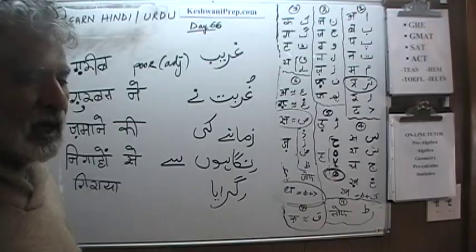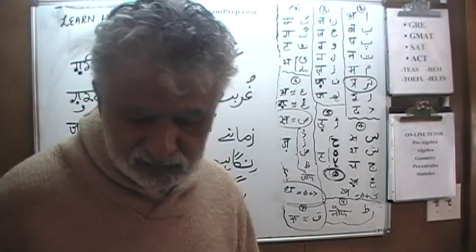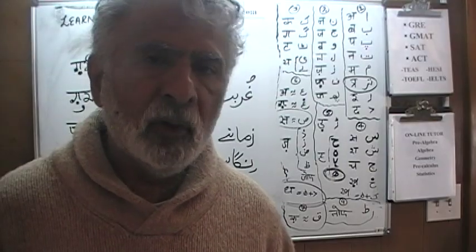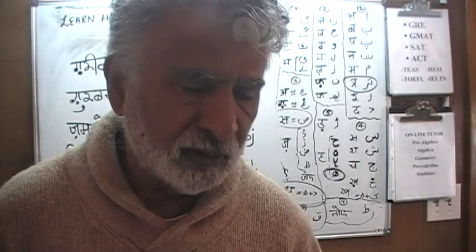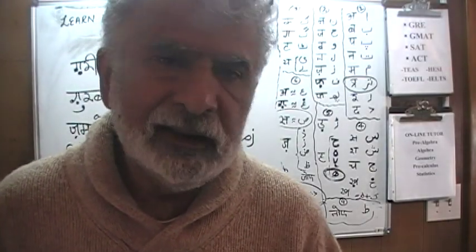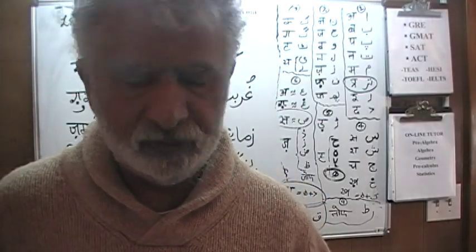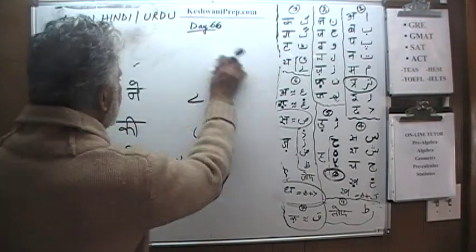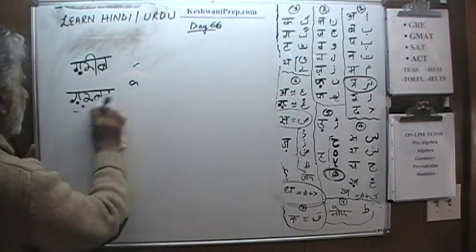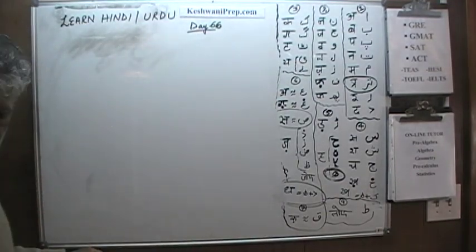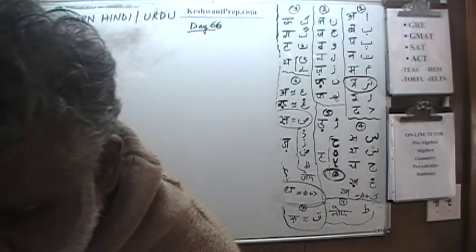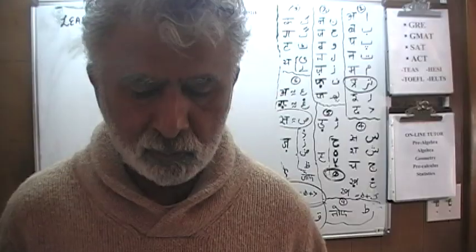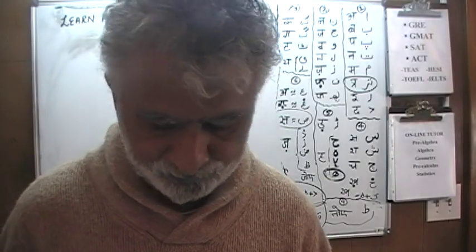गुर्बत ने ज़माने की निगाहों से गिराए. Poverty lowered my status. That's what it says. Poverty lowered my status in the eyes of the world. That's what it says. Let's do the next line. गुर्बत ने ज़माने की निगाहों से गिराया.